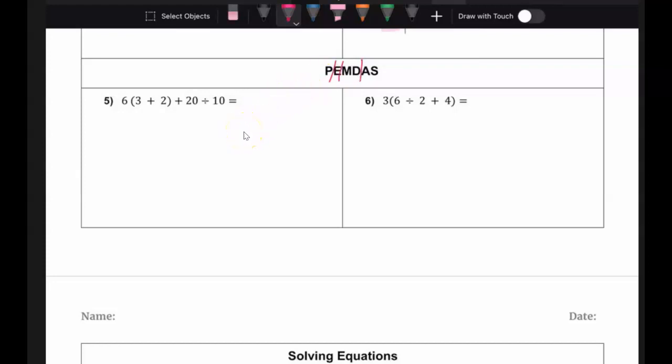So for number 5, PEMDAS tells us to start with P, parentheses. So we're going to start inside the parentheses. So 3 plus 2 is 5. And I'll bring everything down. I'm done with my parentheses. Exponents, there's no exponents. So next I'm going to go to multiplying or dividing. Usually you go left to right. So starting on the left, I do see a multiply. I know when a number touches a parentheses, it means they're being multiplied. So 6 times 5 is 30. And I bring everything else down.